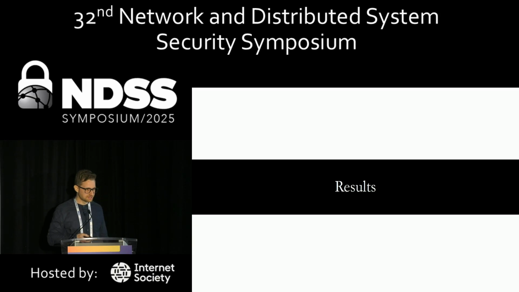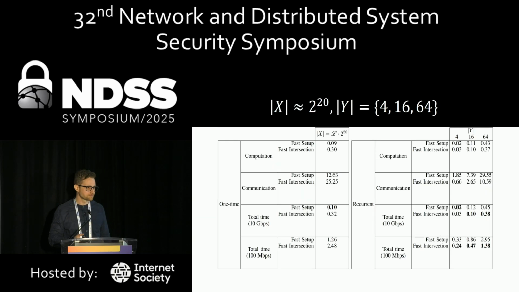Now I want to use the rest of the time to discuss some of the results we have. We look at a sender set size of 2 to the 20, which is that X there, which is around 1 million entries. For the receiver set size, we look at sizes 4, 16, and 64, because we don't expect to have that many URLs in an email, right? And we have 2 instances of our protocol. One is designed for fast setup, so this would be when you have fewer recurrences. The second one is for fast intersection, so this is when you have many recurrences for every update of the larger set.